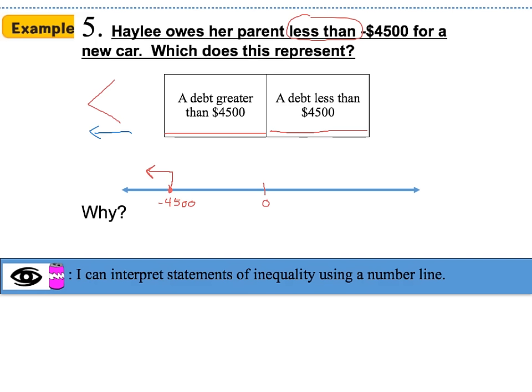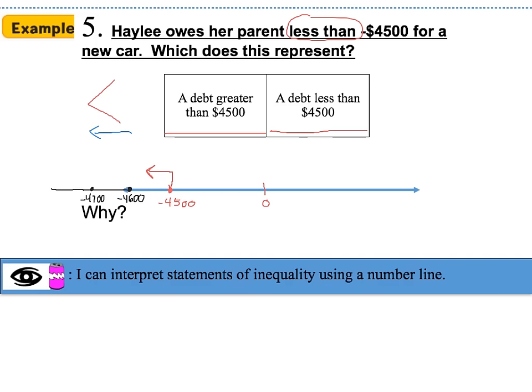So the amount that Haley owes could be right here because it's on the left hand side of negative $4,500, and that number could be negative $4,600. It could also be here, which may be $4,700, and so on. It could be any number on the left-hand side of negative $4,500.